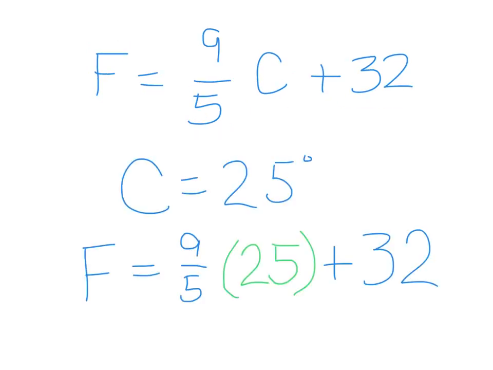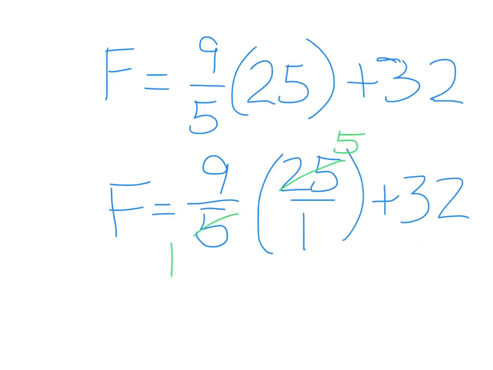All right, when we take a look at this frame, we'll see the same formula starting at the top. And then you have been given the Celsius temperature of 25 degrees. We're going to substitute that 25 degrees into the formula. You'll notice that in green. I've just taken the C out of the formula and replaced it with the 25 degrees.